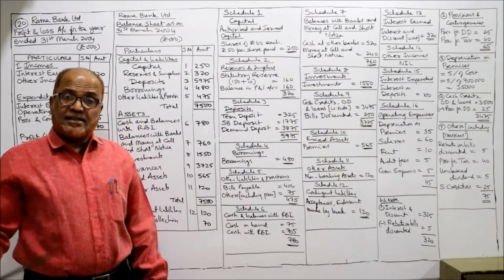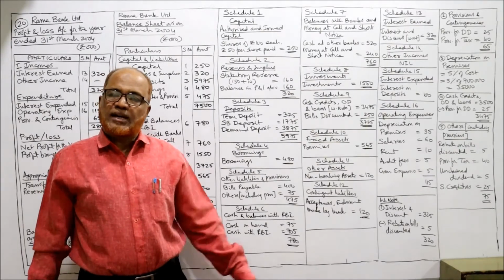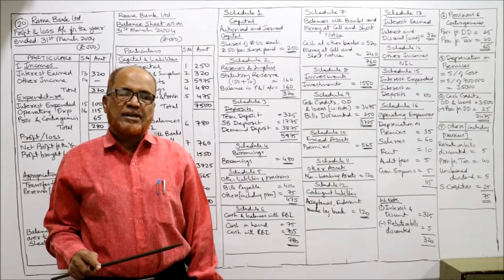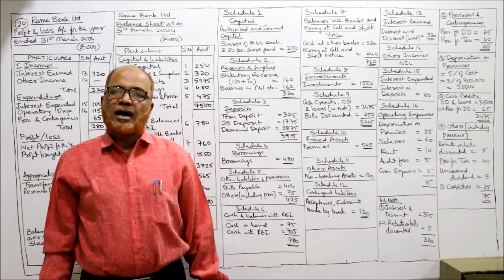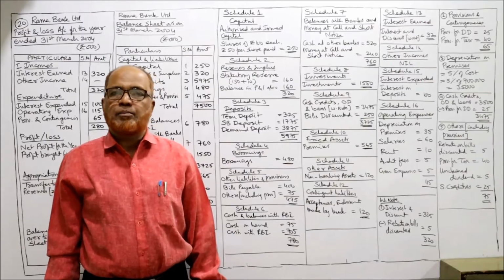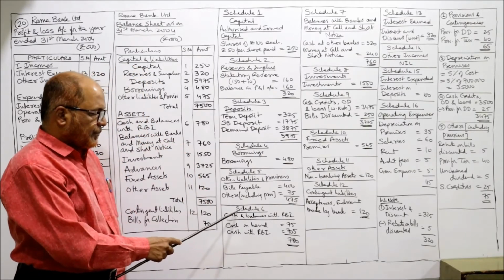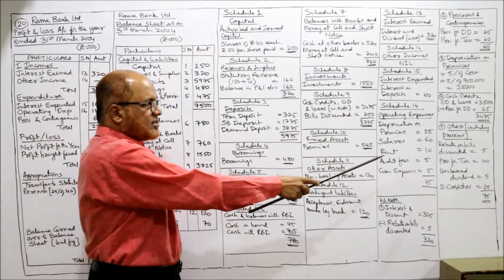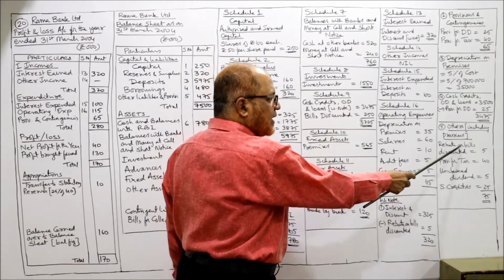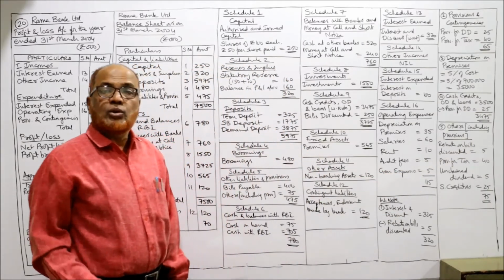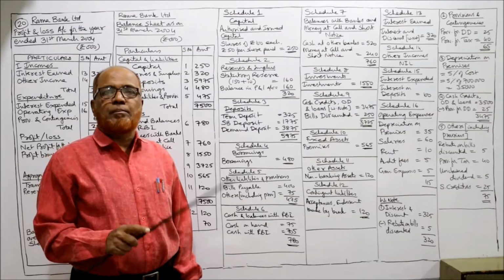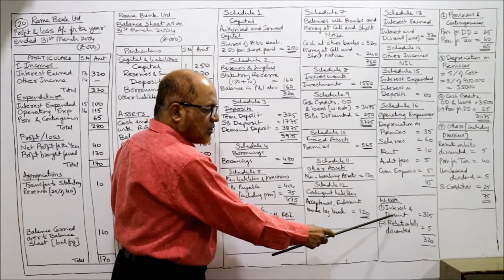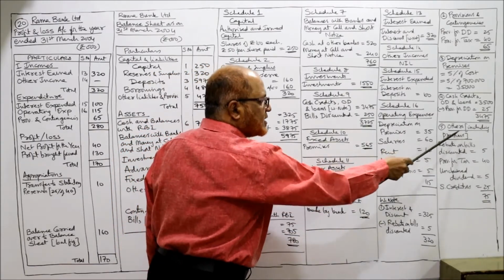That is the first effect. Second adjustment: rebate on bills discounted has been deducted from interest and discount. The other effect is that this rebate on bills discounted will be shown under other liabilities and provisions, schedule number 5, in others including provisions. These others including provisions are in the working note. Here you can see rebate on bills discounted 5. So in others including provisions we should take rebate on bills discounted 5. We have deducted 5 from interest and discount. The second effect is we should take it under others including provisions.